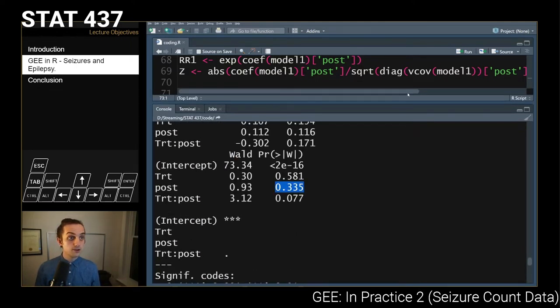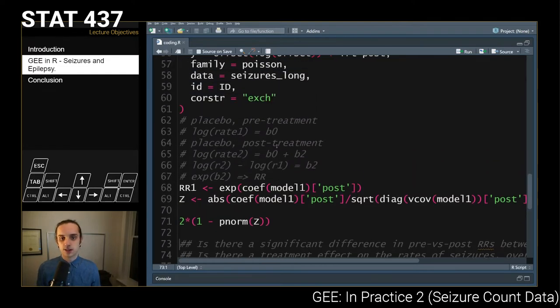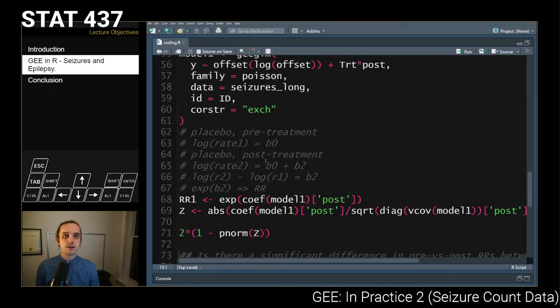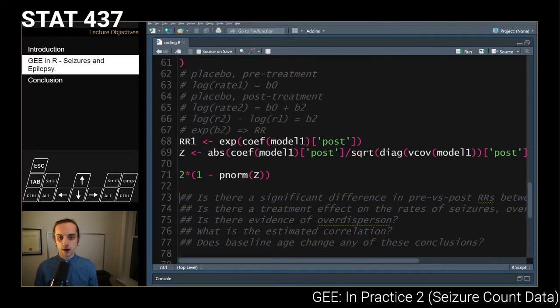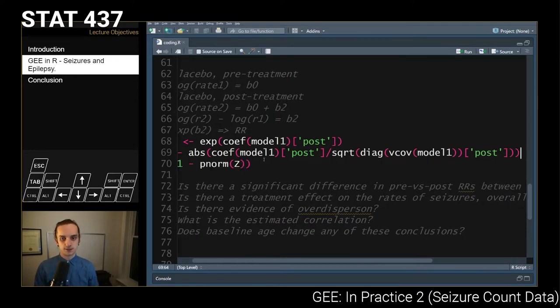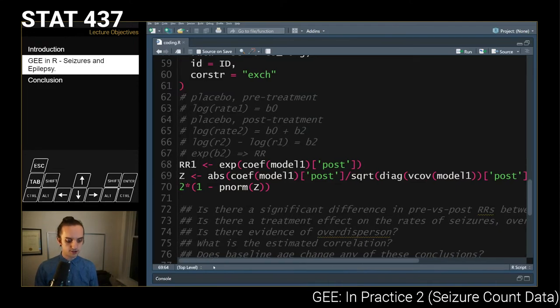And so we would conclude that no, there is no reason to reject the null hypothesis that this relative rate is no different than one. And so there's no difference in the rates pre and post treatment in the placebo group. Okay, so that answers that first question.